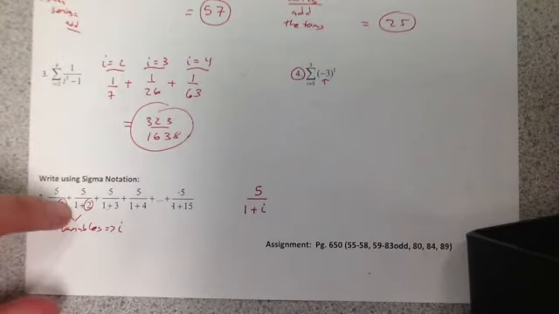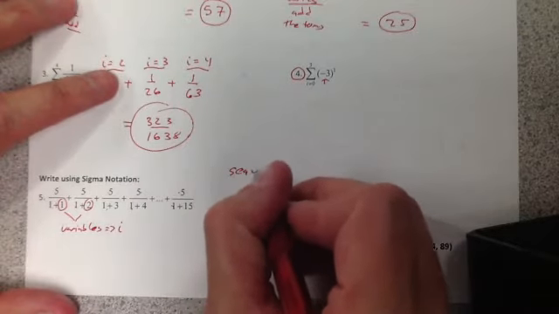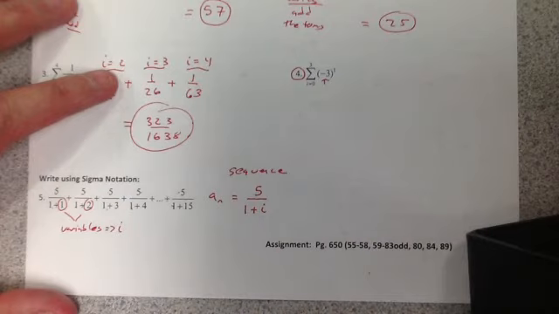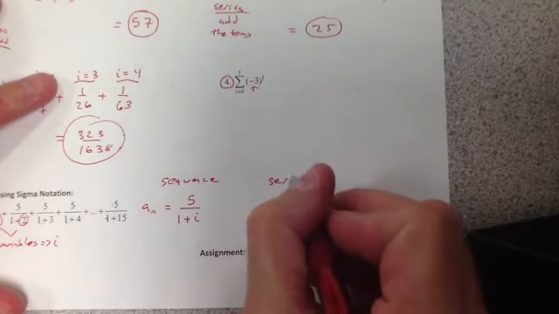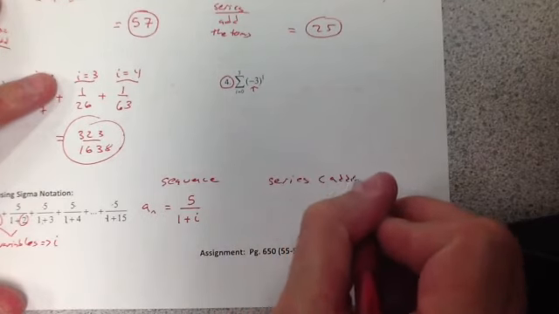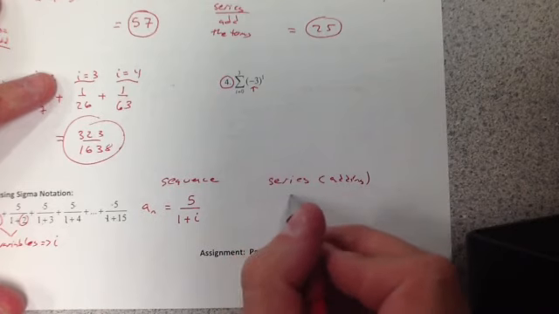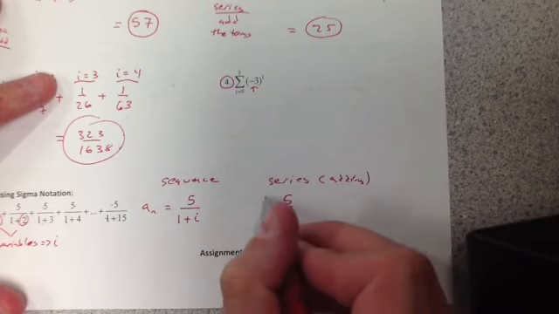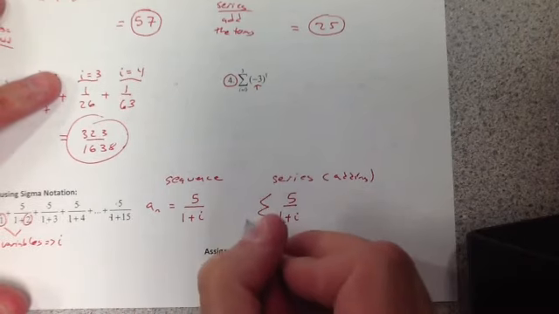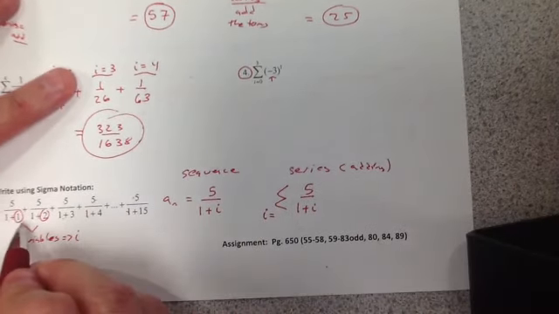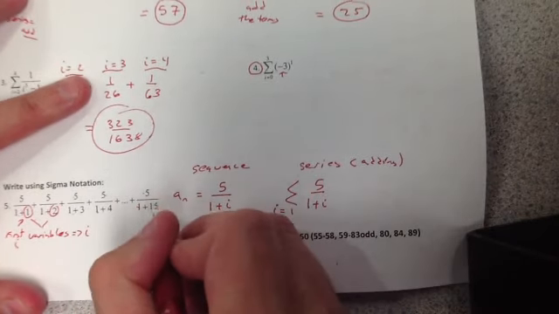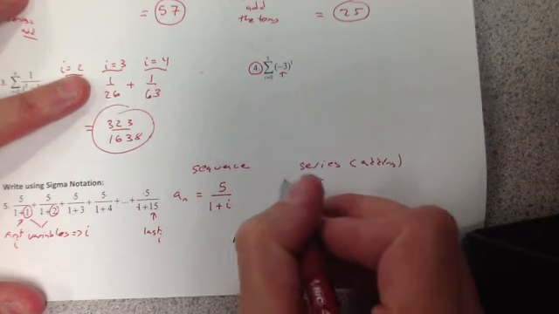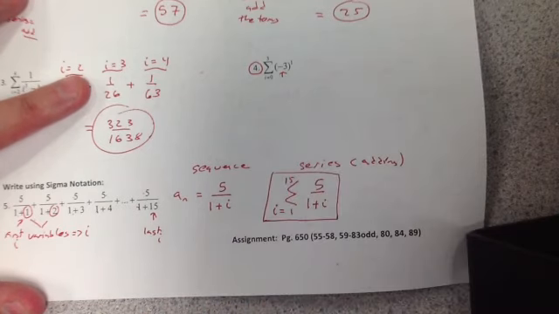Now, if this were just a sequence, it would be a sub n equals 5 over 1 plus i. But this is a series. We know it's a series because we are adding terms together. So because it's a series, I'm going to take my sequence and add them all up. I'm going to start i equals, well, what was my first i? That's my first i, 1. And I go all the way to my last i, which is 15. And there's our answer for this one.